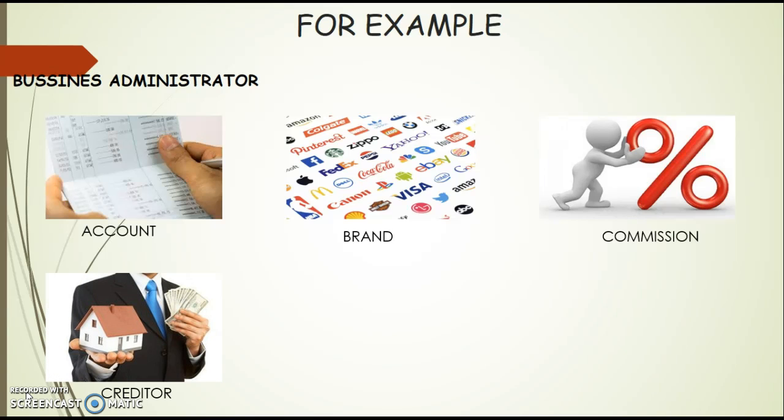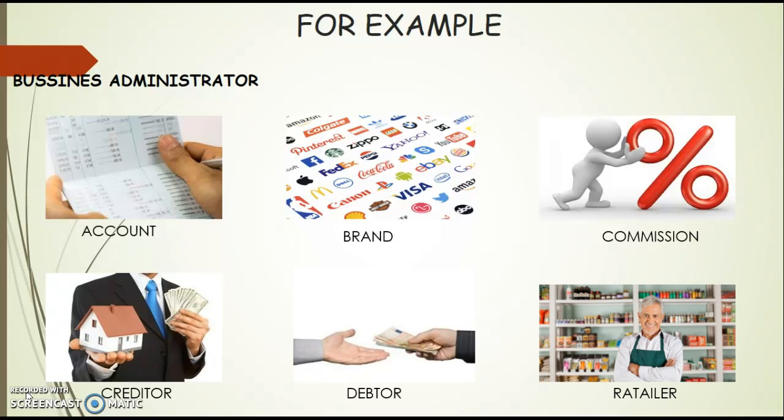The fourth is creditor. The Spanish meaning is acreedor. An example is, this is the list of all the creditors that we have. Debtor, the Spanish meaning is deudor. An example, this is the list of all our debtors. And retailer, the Spanish meaning is minorista. An example is, we have different programs to help retailers.